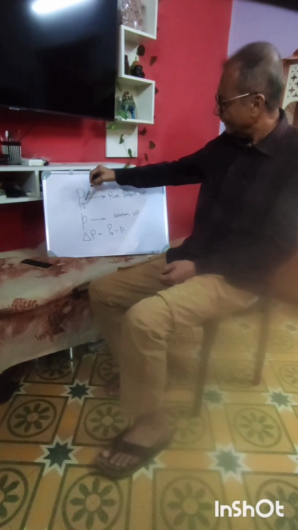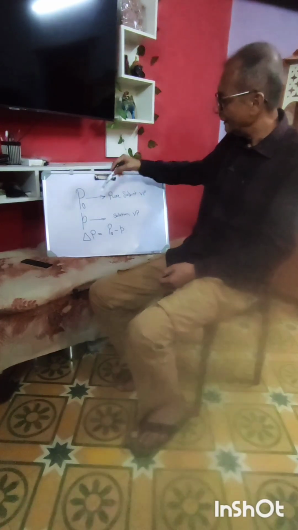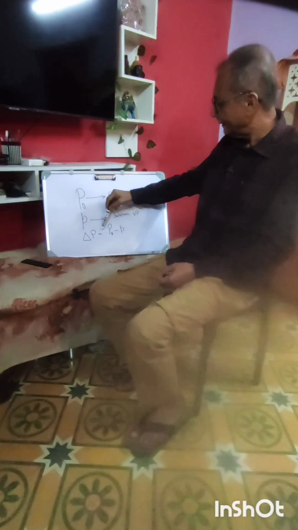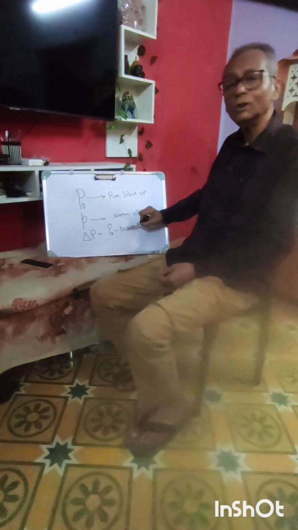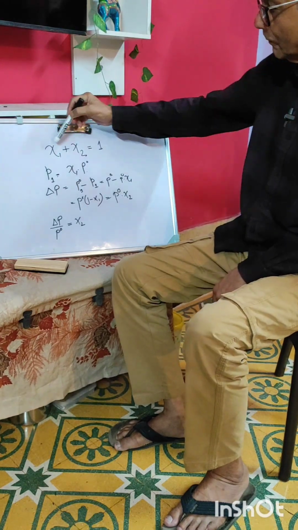Consider this figure. P0 is the pure solvent vapor pressure. Small p is the solution vapor pressure. Delta P is the change in vapor pressure. That means pure solvent vapor pressure minus solution pressure. Okay? Follow the board.